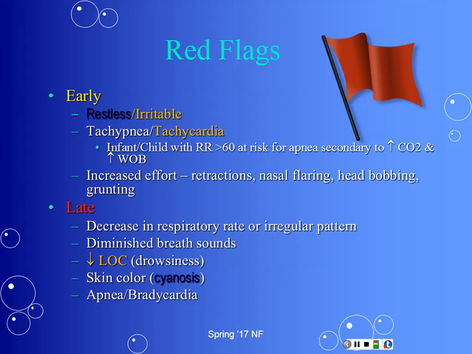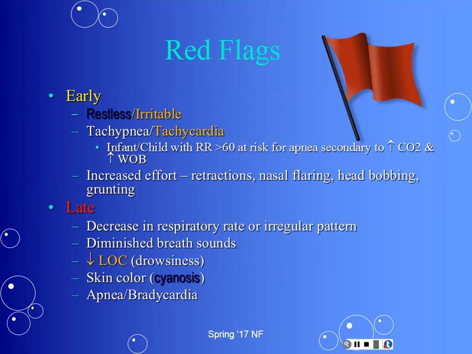Tachypnea and tachycardia, so their respiratory rate's gonna go up, their heart rate's gonna go up. As they start breathing faster and faster, if their respiratory rate's greater than 60, they're at risk for apnea, secondary to that buildup of CO2 and that increased work of breathing. They're going to move into then that increased effort and those other alternative signs you're going to see. You're going to see retractions. Where are they? Are they mild, moderate, severe? Are they having nasal flaring? Head bobbing. So babies, they'll head bob as they're trying to breathe to help them.